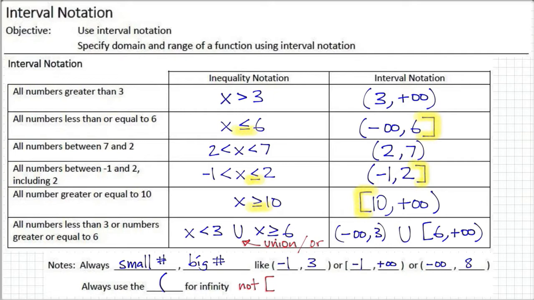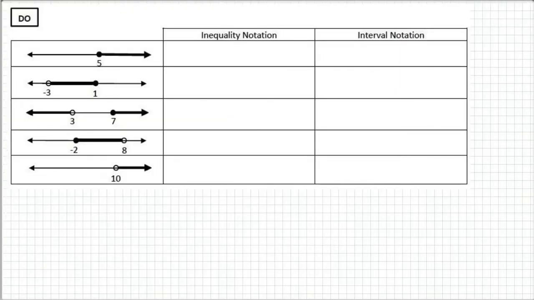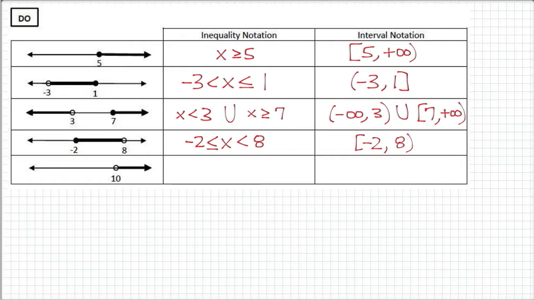That is the lesson. Okay, now let's just review, or I'll give you some problems to do, and I'll show you the answers in just a second. So do these problems. I'll show the answer in 3, 2, 1. Okay, let's go to the next page.